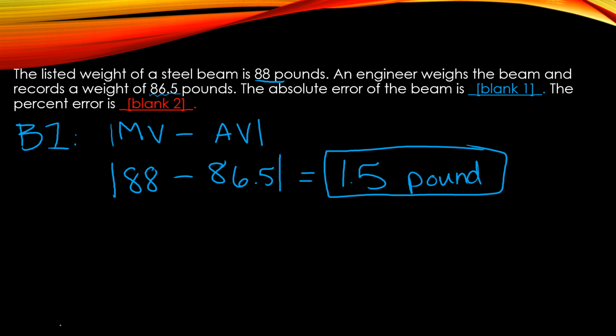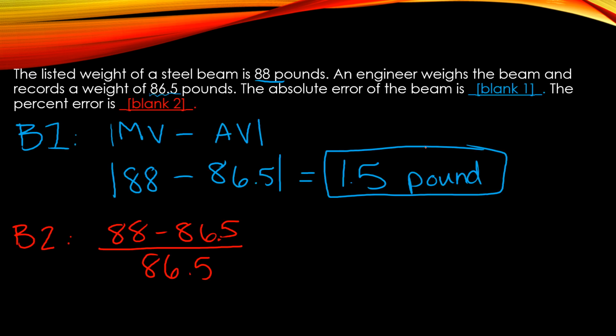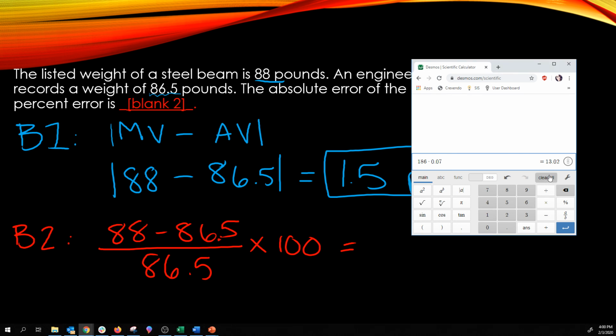Now for percent error, for blank 2, I'm going to have, again, 88 minus 86.5 in my numerator. And this is going to be divided by 86.5 because, again, we're dividing it by our actual value. And I'm going to multiply all of this by 100, which is going to give us the percent error. So we can type all of this into our calculator exactly how we see it here, as long as we're just a little bit careful.